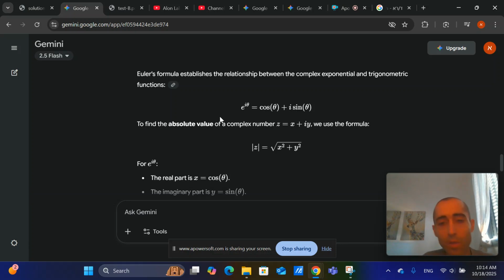And with this, we summed it all up. The Euler formula absolute value is always 1.